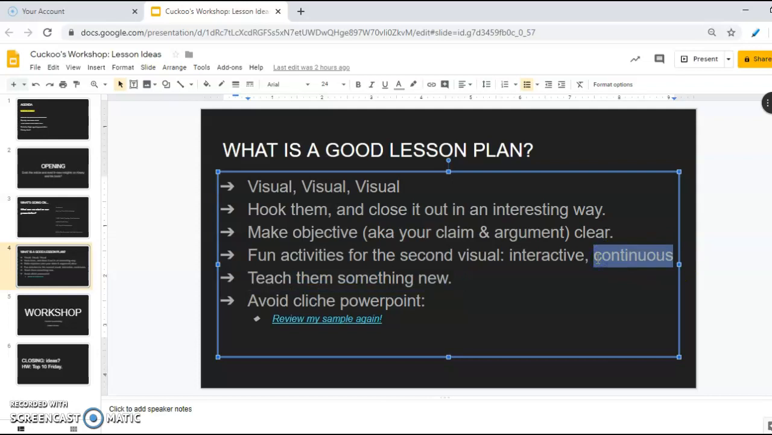For instance, I had students who you had to rank the patient's disabilities, and then they kept coming back and comparing the rankings to the classmates' handout rankings, which was kind of interesting and engaging. Make sure you teach something new, and please, please, please avoid the cliche PowerPoints.